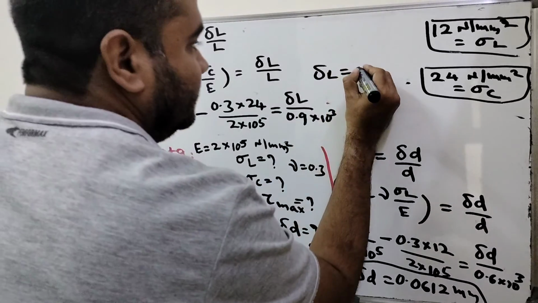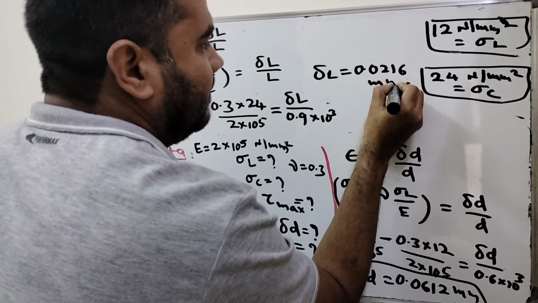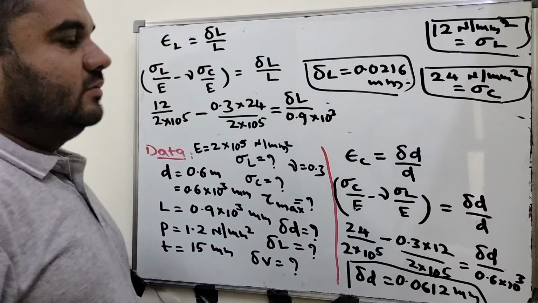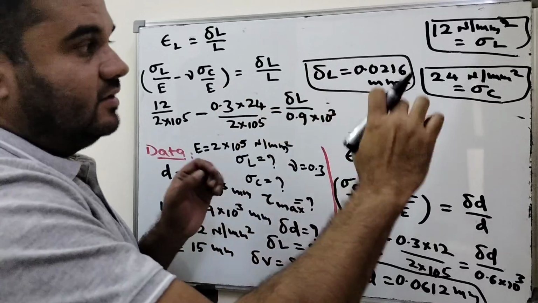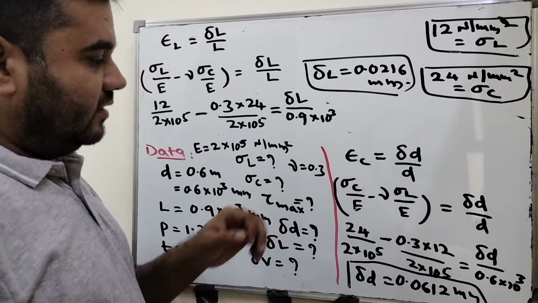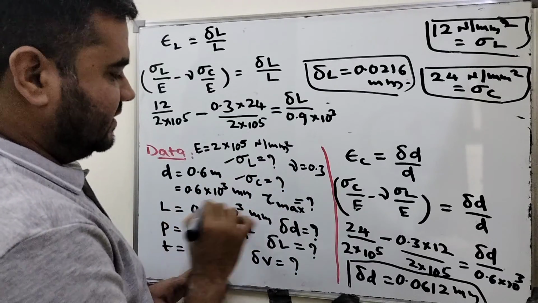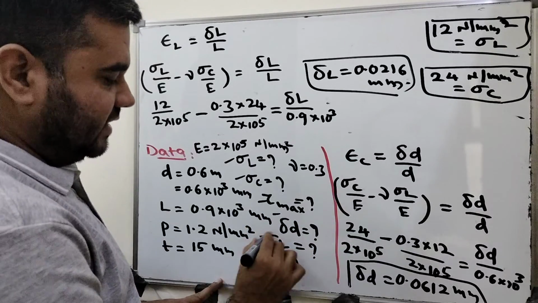So from this you just calculate the change in length, and you will get here 0.0216 millimeter. See, the change in diameter is 0.0612 and the change in length is 0.0216 millimeter. Okay, we found longitudinal stress, circumferential stress, maximum shear stress, and change in diameter and change in length.